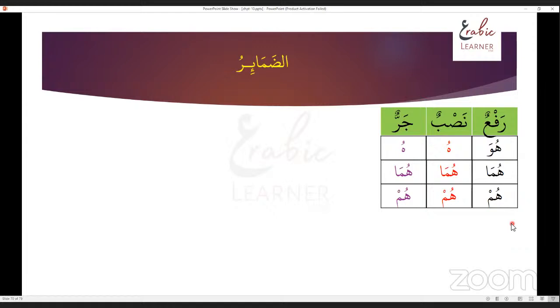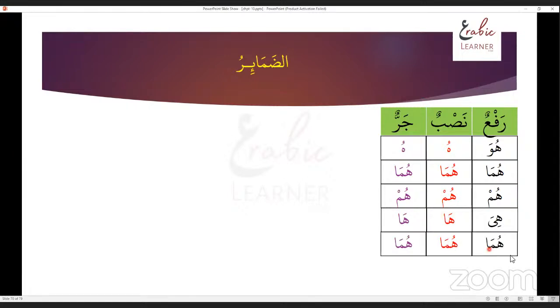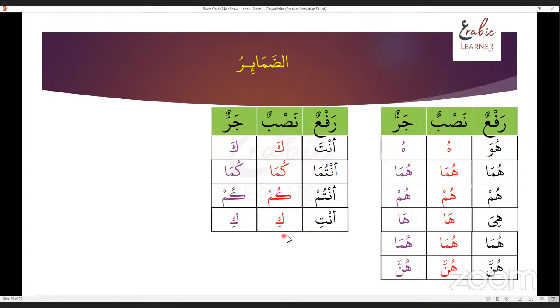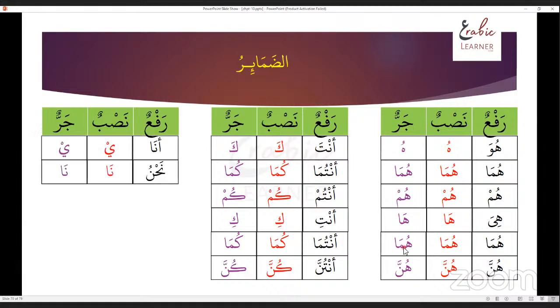Hum, this is again damir muttasil, which is nasab or jar. Hiya, ha, these are again nasab or jar. Huma, hunna. Anta, ka: anta is rafa, ka is nasab or jar. Antuma, kuma. Antum, kum. Anti, ki. All these are. So when any damir attaches to the ism, you get mudaf ilayh. And mudaf ilayh is what?